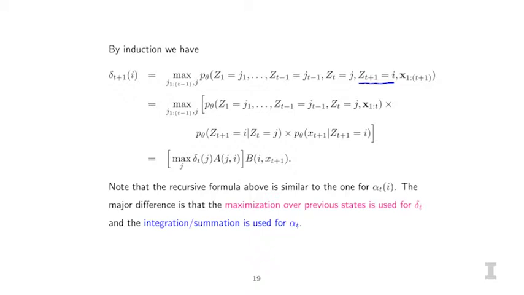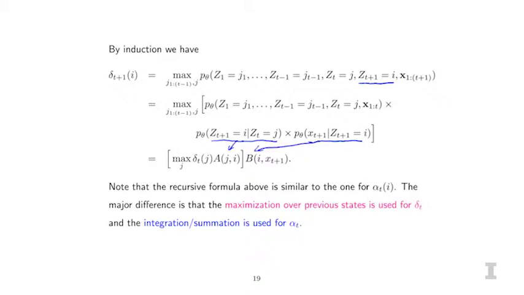So we can factorize this joint by some kind of marginal and the z_{t+1} conditioning on all the previous variables. It turns out it only depends on z_t, and then x_{t+1} conditioning on all the other variables, and it only depends on z_{t+1}. So this is basically the transition probability, and this is the emission probability.